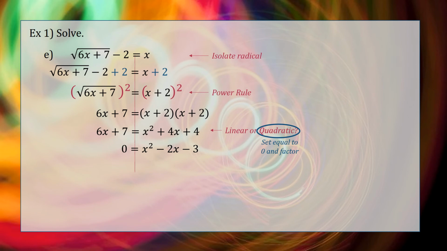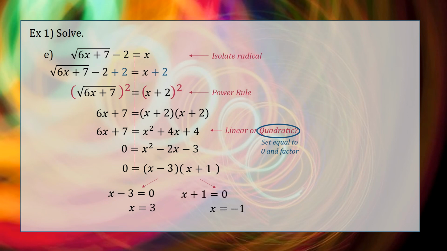Now that it equals 0, we need to factor. Take a moment now to factor. Let's see what you get. Hopefully you factored one binomial into x minus 3 and the other is x plus 1. Since we have our two binomials, let's solve them individually and see what we find. x minus 3 equals 0 allows us to find x equals 3, while the other one is x plus 1 equals 0, or x equals negative 1.